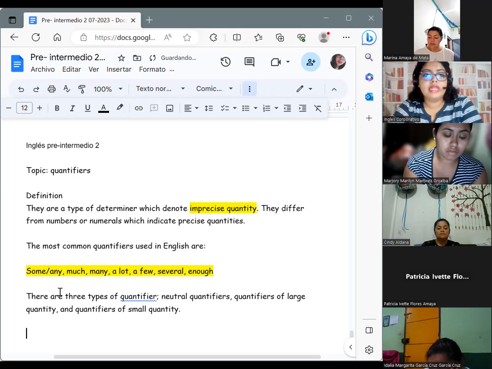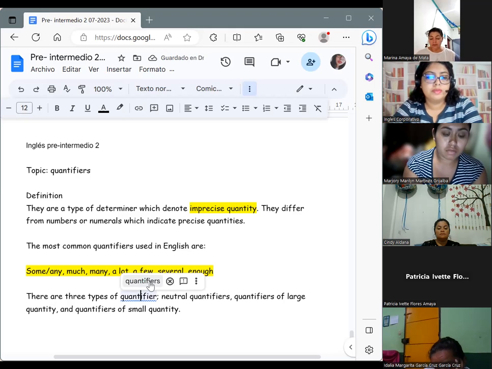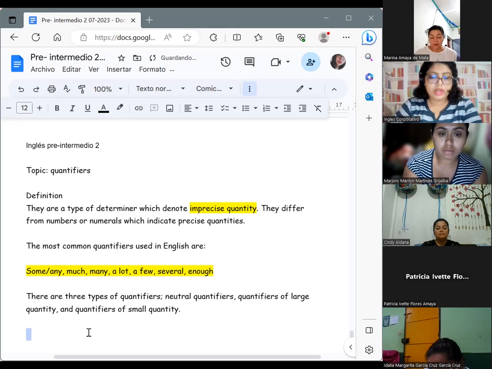So we have here the three main groups. And we are going to begin with the first one. And in this case is the neutral quantifiers.